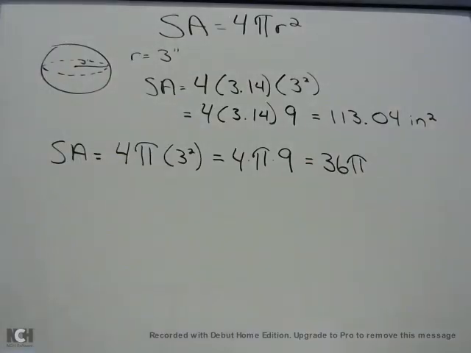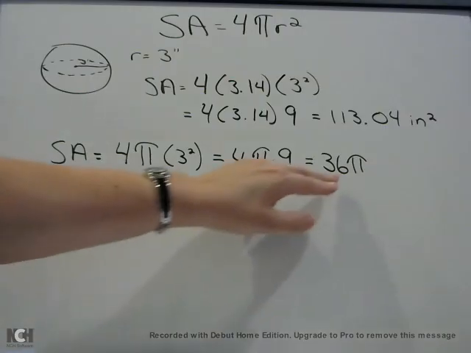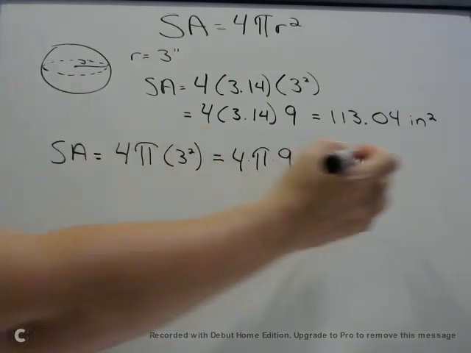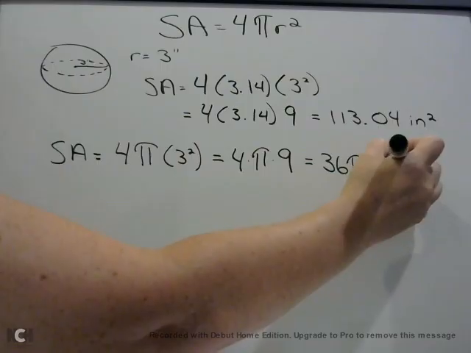And so if we leave it in terms of pi, that's what is called in terms of pi, it would be 36 pi. Again, it's going to be inches squared.